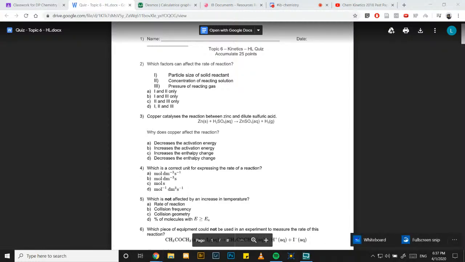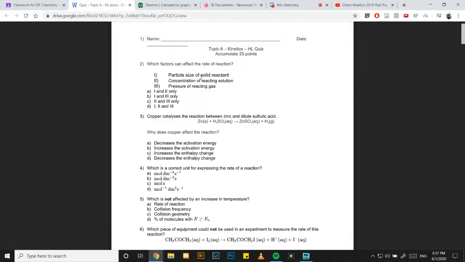Okay, what factors can affect the rate of reaction? So the particle size of a solid reactant. Yes, the particle size can affect it because the smaller the particle size is, the higher the surface area of the reactants are. In which case, you'll have a faster rate of collisions, and more collisions happening.